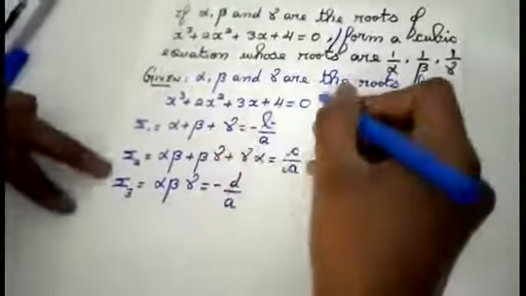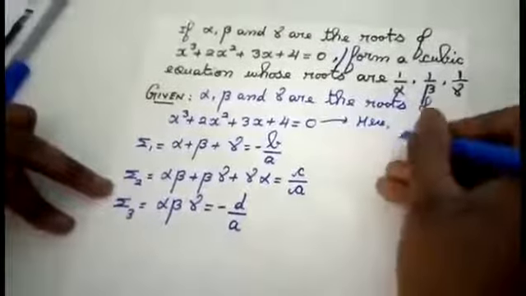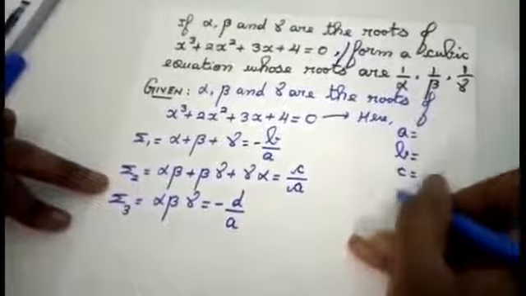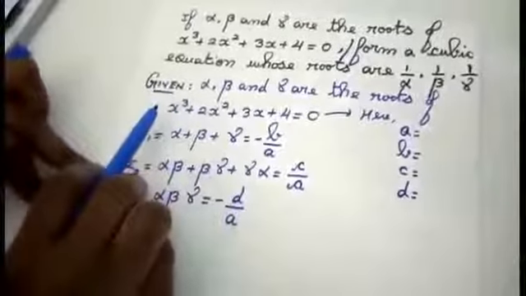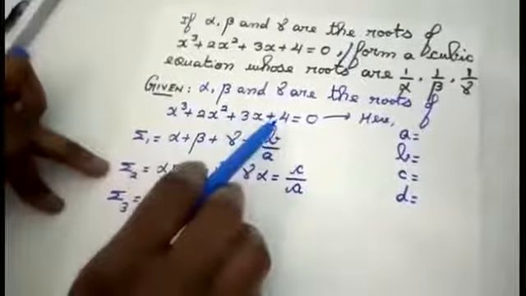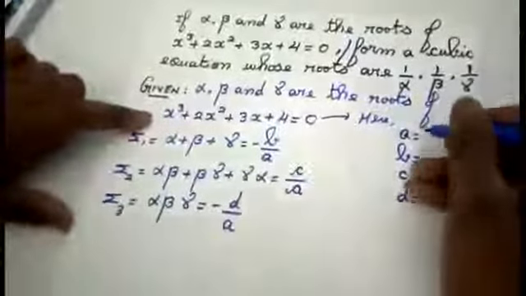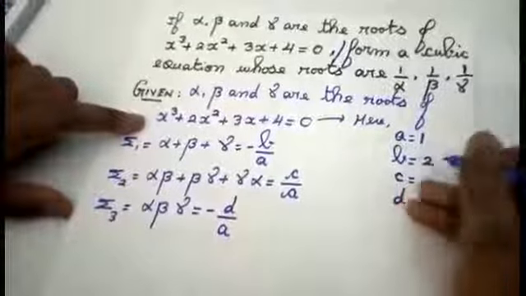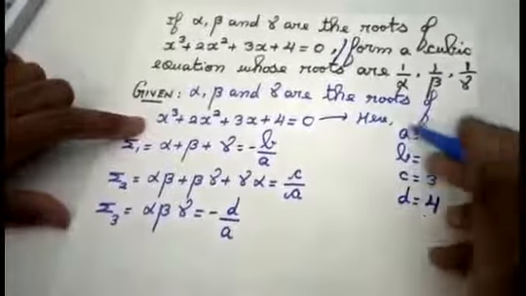Here, first I am going to find the values. So what is the value here? Here A, B, C, D. The value which is near to x cube is known as A, x square B, x, C and constant D. So what is the value near to x cube? The coefficient of x cube is 1, coefficient of x square 2, coefficient of x 3, constant 4. So I'm getting these values.